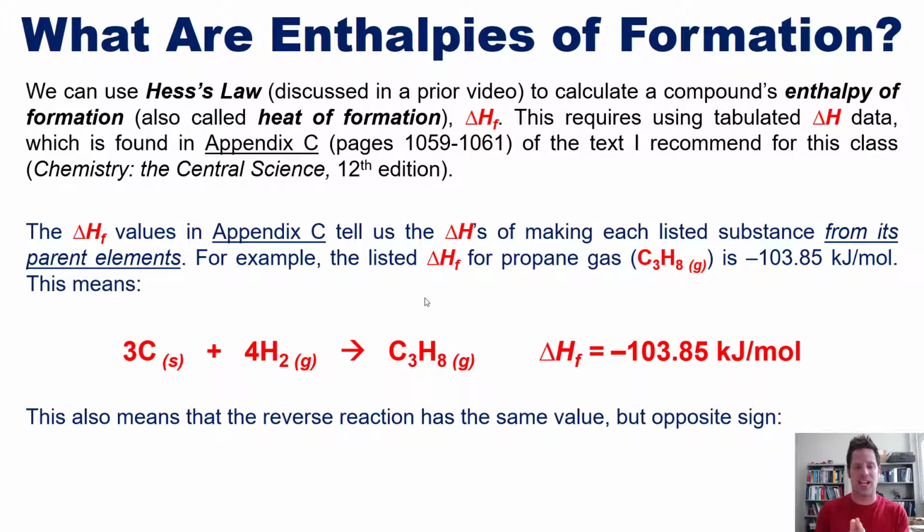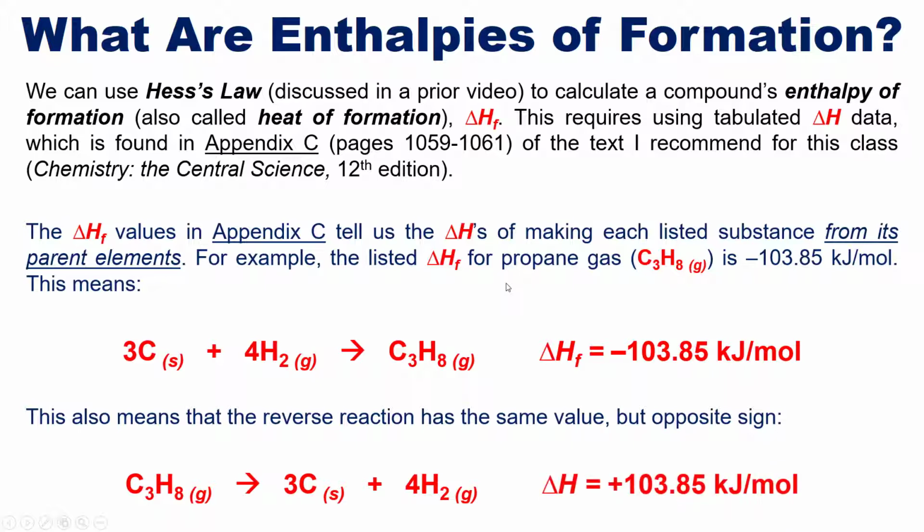Now, this also means that the reverse of this reaction has the exact same value, but the opposite sign, as I also stated in our prior video. If you reverse products for reactants, reactants for products, that is, I take this equation and flip it, the sign of the delta H changes. So if I took C3H8 and broke it apart into its parent elements, carbon solid and hydrogen gas, it would require an investment of positive 103.85 kJs.